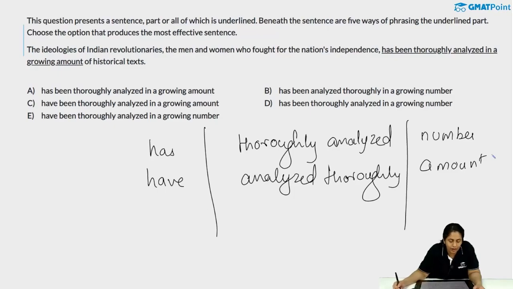So you have the ideologies of Indian revolutionaries. So ideologies of the Indian revolutionaries is a plural subject. Ideologies is plural, so it should take the plural verb. So instead of has, you should have. So this should be have been thoroughly analyzed.